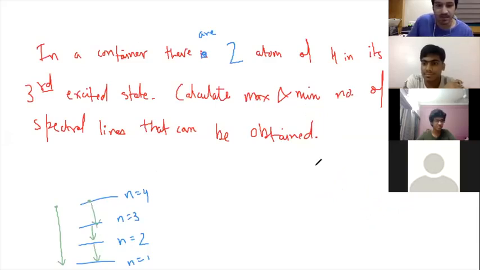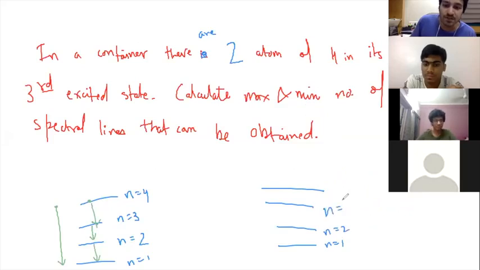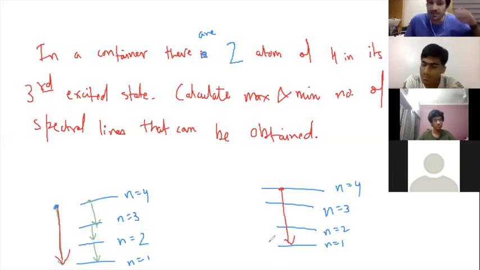Okay, let's understand. I have 2 atoms now. The minimum number of lines will be when electrons in both of these atoms jump directly. This atom's electron jumped directly and this one's electron also jumped directly, from 4 to 1. The photon emitted here and the photon emitted here will be the same, because it is the same transition of the same atom. So how many lines will we see? Just 1. So the minimum number of lines is 1.